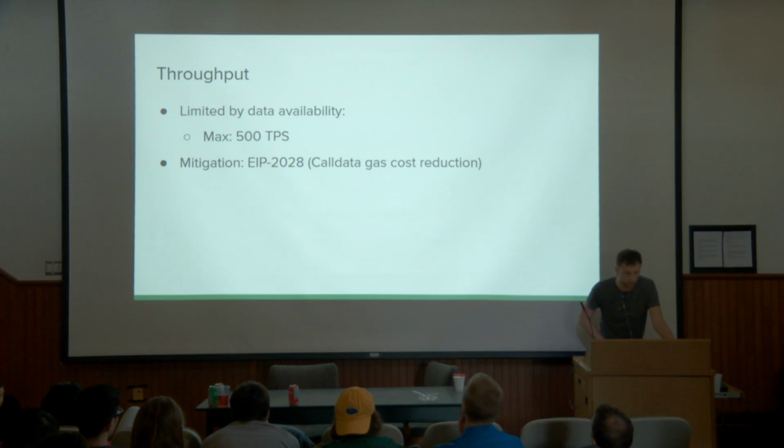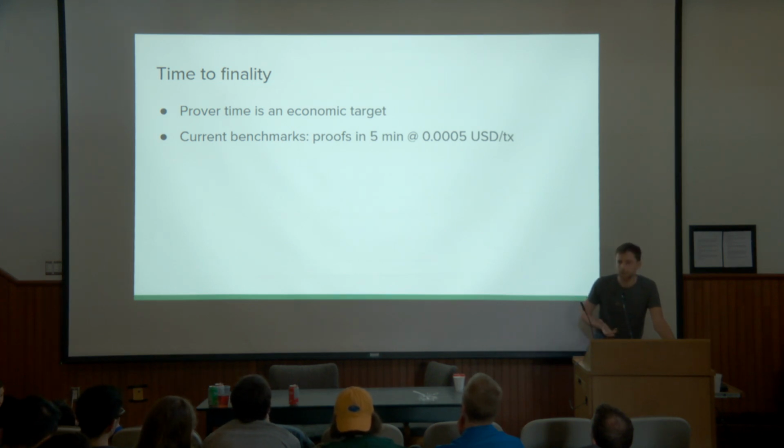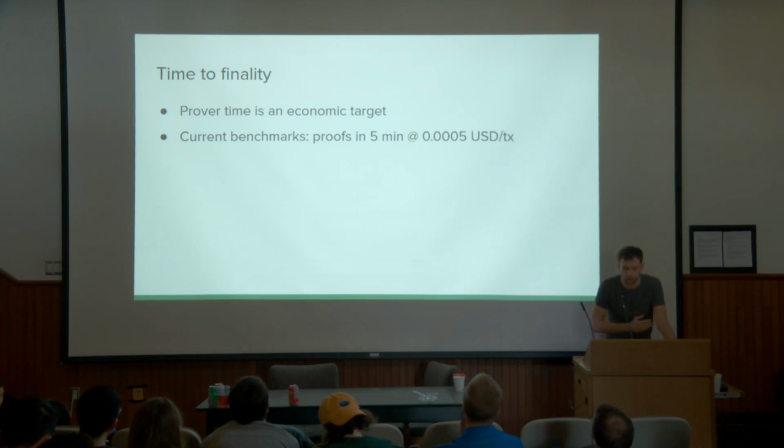So this is roughly the situation with throughput. Time to finality. While the time to finality with rollup is much lower than with Plasma state channels, it's still not ideal. With the tests which we conducted at the moment, we can achieve block confirmations within 5 minutes at roughly 0.05 cent per transaction. What's important here is that finality time is an economic target.